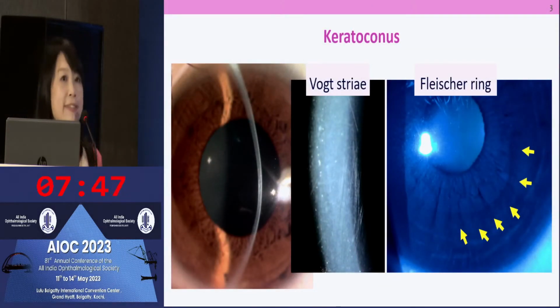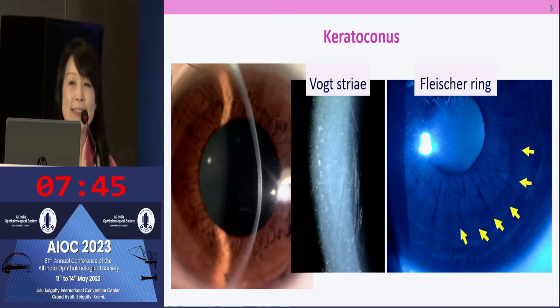So keratoconus is a progressive corneal ectatic disease, typically onset in the second decade of life. It is characterized by steepening, distortion, and apical thinning of the cornea, leading to visual deterioration due to irregular astigmatism. These are the typical clinical keratoconus signs. If you see these signs at the slit lamp, the keratoconus diagnosis is very easy.